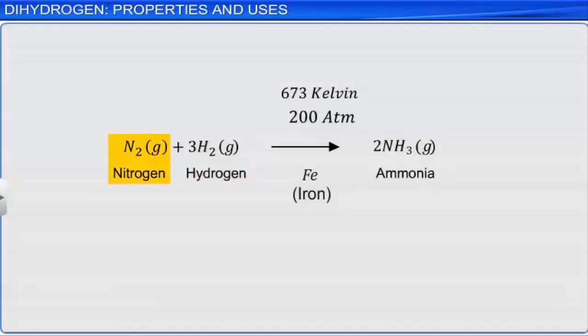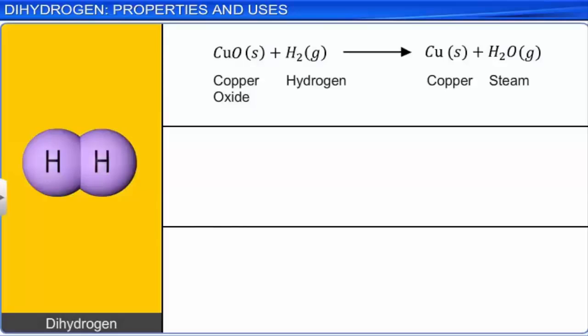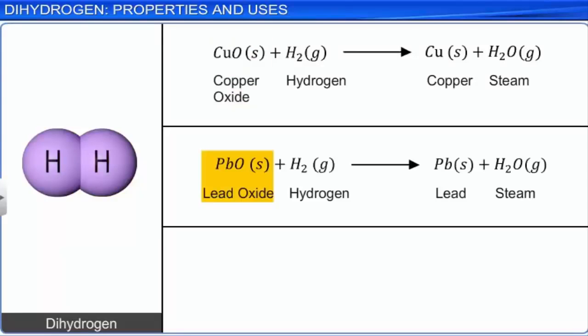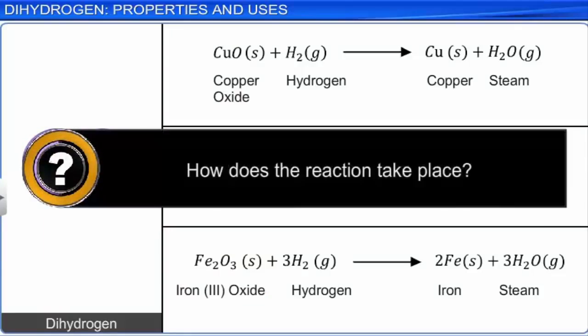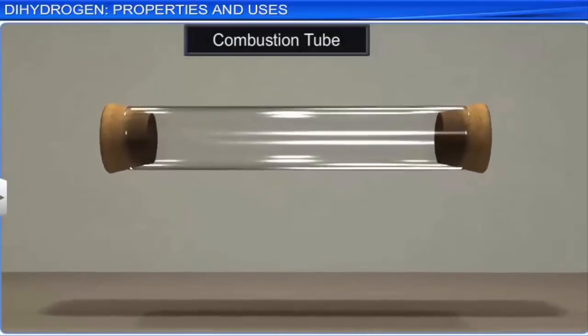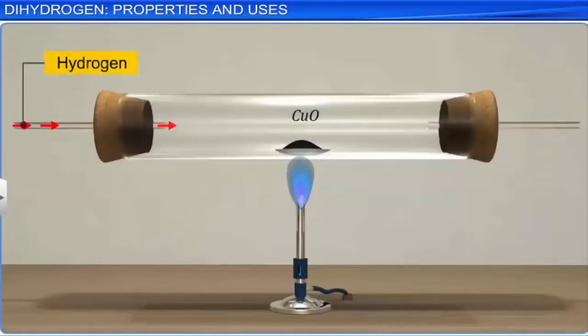Dihydrogen reacts with nitrogen at 673 Kelvin and 200 atmospheric pressure in the presence of iron as a catalyst to form ammonia. Dihydrogen reduces metallic oxides of metals that are less reactive, such as copper oxide, lead oxide, and iron(III) oxide, into their respective metals. How does the reaction take place? The metal oxides are strongly heated in a combustion tube. When hydrogen is passed through the tube, the metallic oxides get reduced into their respective metals.